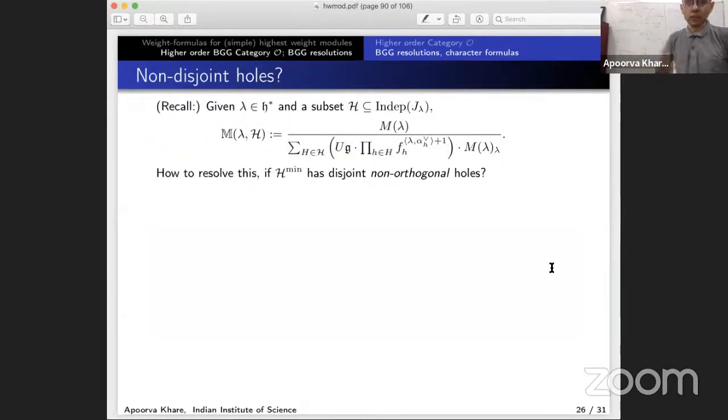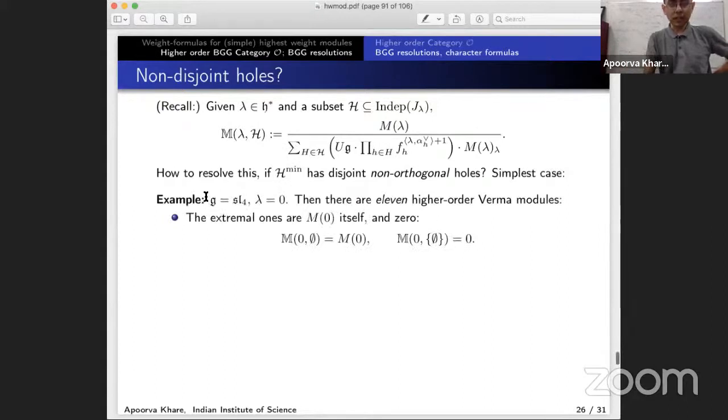Okay, let me tell you maybe an open question in this. What is the simplest case when this doesn't go through? So I want to take disjoint holes still. The overlapping holes are the next part. The disjoint holes, but no longer independent, so they might not be orthogonal. Okay, so remember that the Verma module M(lambda, H) was defined this way, right? How to resolve this if H_min has disjoint but not orthogonal holes?